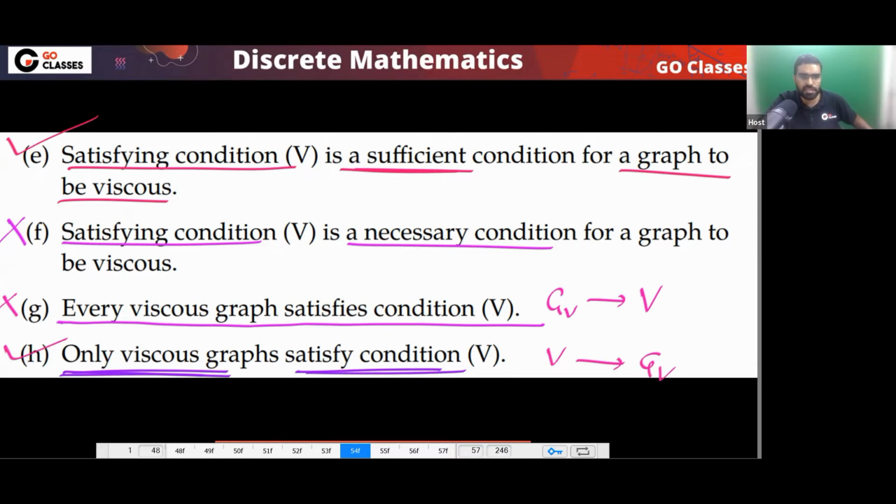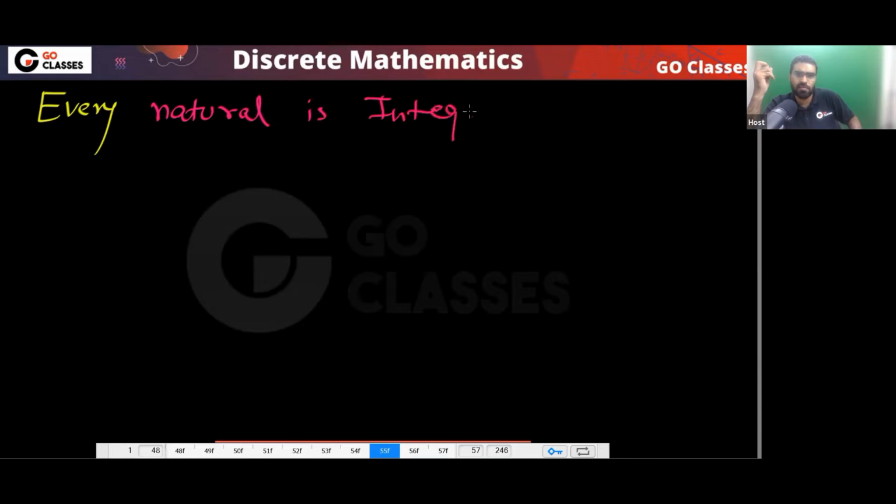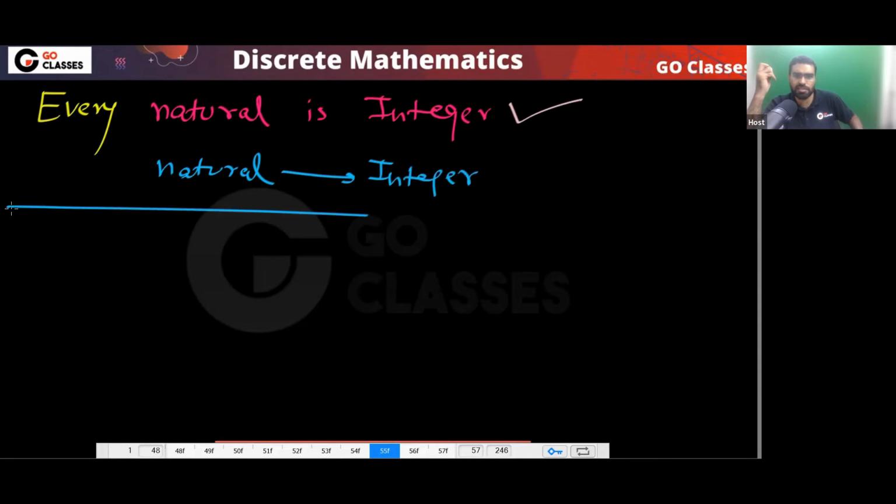Please understand the difference between these two statements. What is statement G saying? Let me give you two statements. Every natural is integer. From your knowledge, is this a correct statement? Yes, this statement is correct, right? But what does it actually say? Who implies whom? This statement basically says that if it is natural, it is integer.